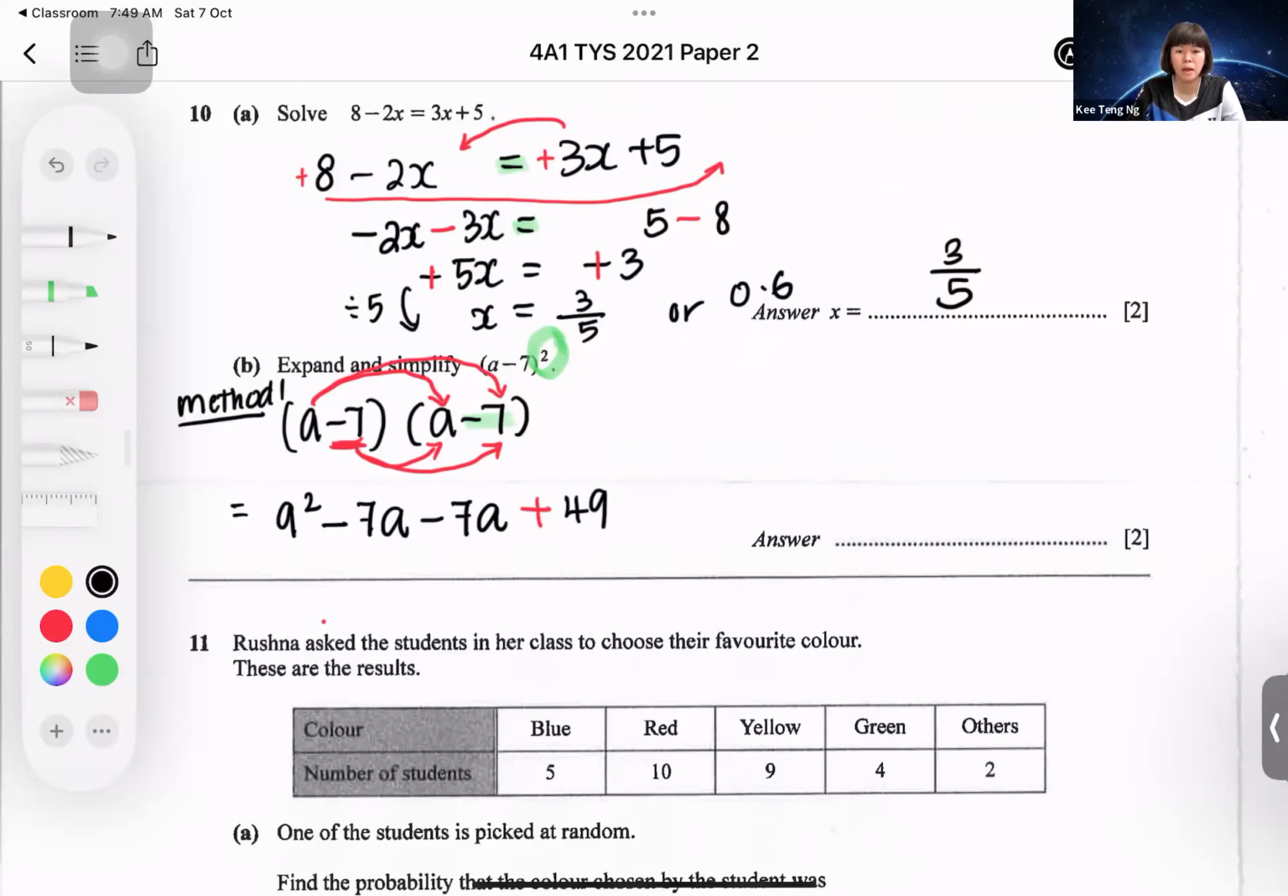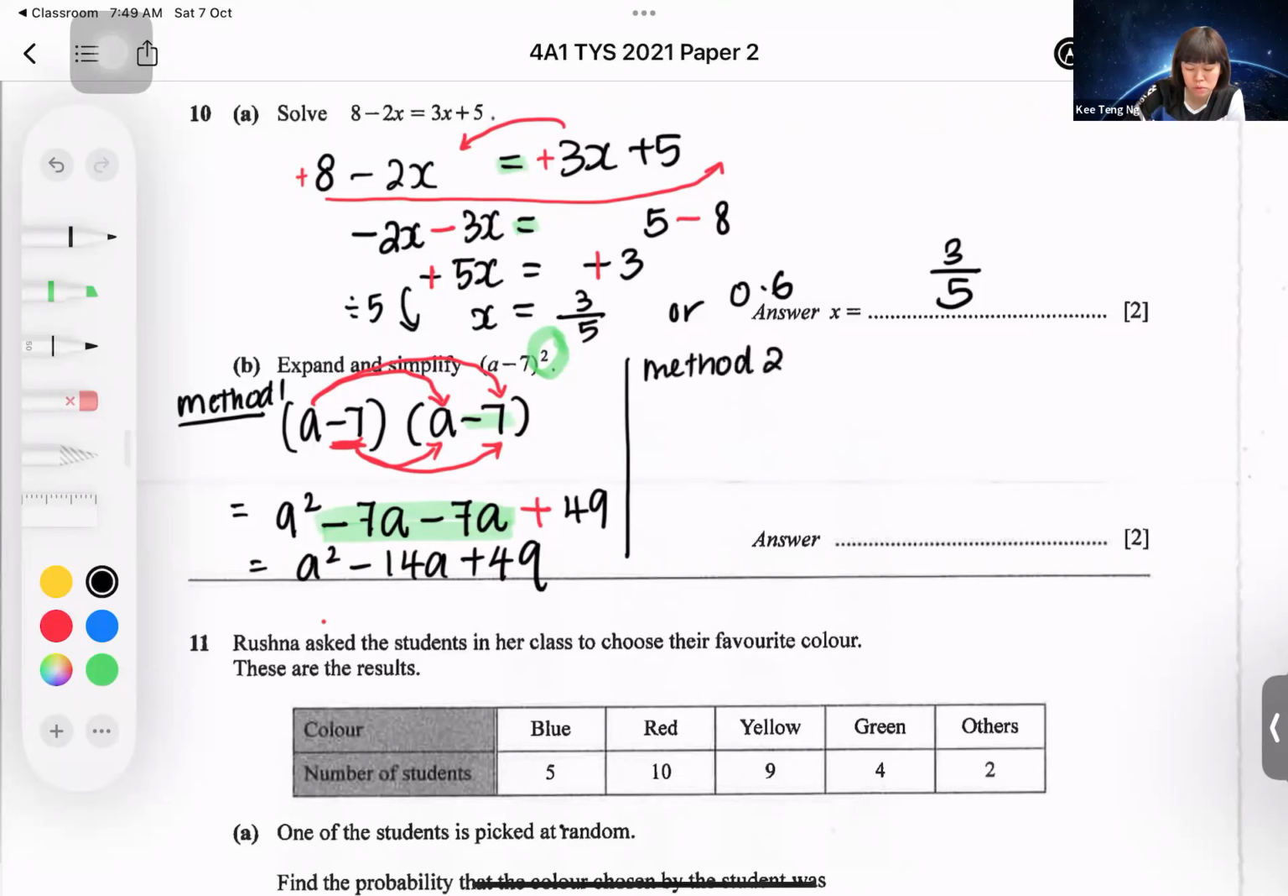But this is not the final answer. We have to simplify the terms that have the same units. So this one, both of them got the units A. So it's negative 7 minus 7. The calculator shows this one is negative 14. So A squared minus 14A plus 49. Have you gotten the answer? That's for method 1. I can do a method 2, right?